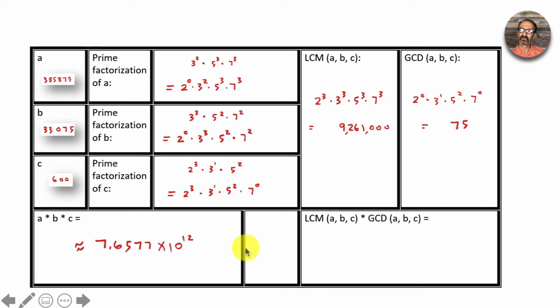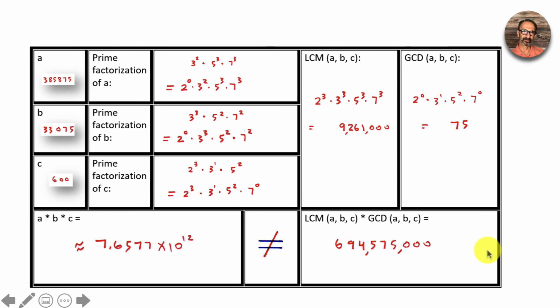It came up to be a big number on my calculator, so I am rounding right here, as you can see. This is like 6 something. So I rounded it and I wrote approximate times 10 to the power 12. Now if you multiply 75 times this number, I have this, but they are not the same.